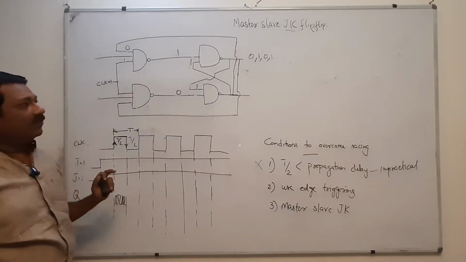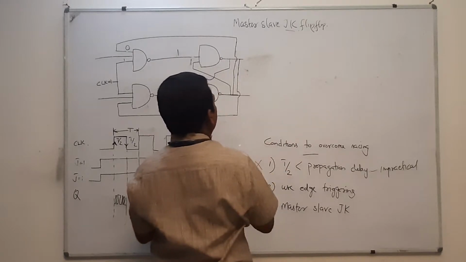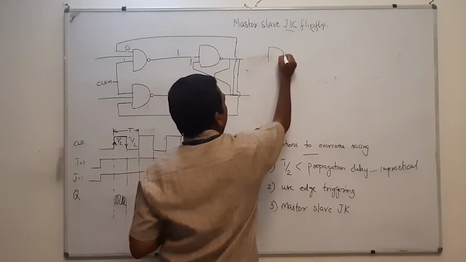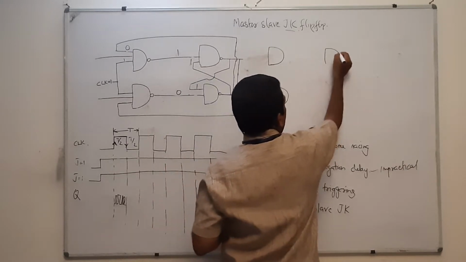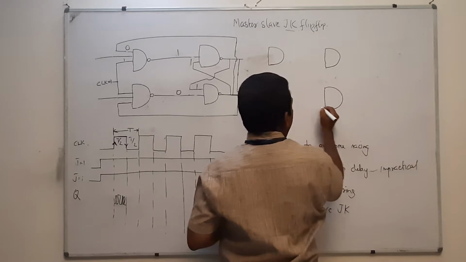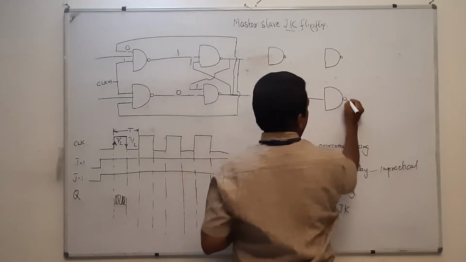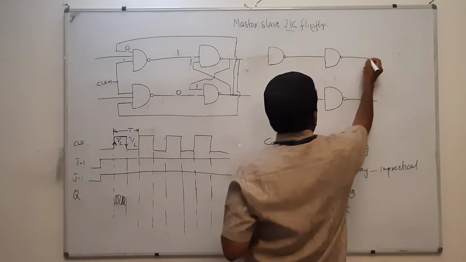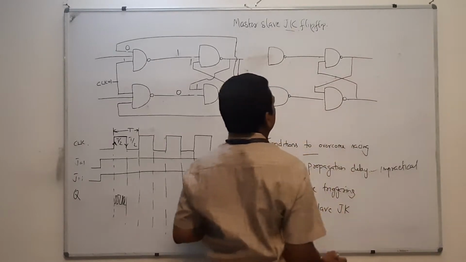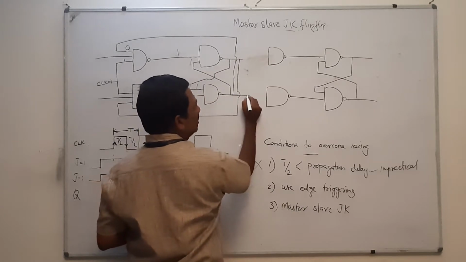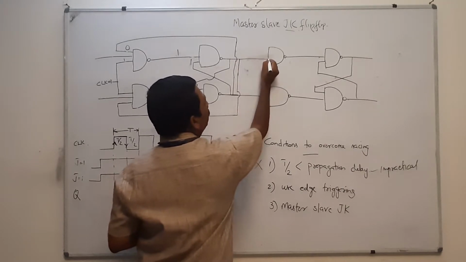See, this is a JK flip flop, and I am going to attach one more JK flip flop to this. Again here we have NAND gates. Here you have a NAND gate, and here another NAND gate. These are all NAND gates. Here this is the input, and this is the output. Now the output of this is fed as the input to this, and the output of this is fed to the input of this.